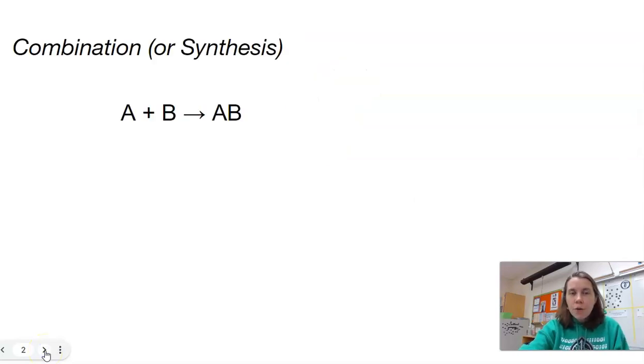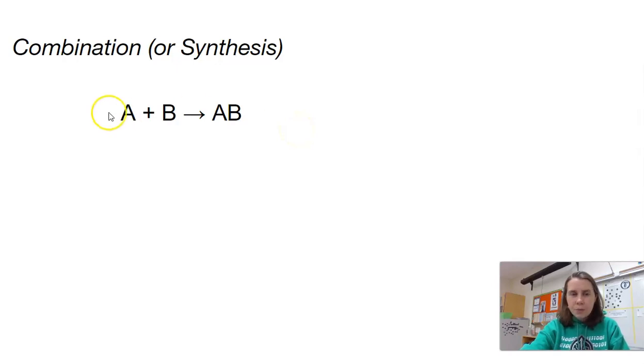All right, so the first one is called a combination, or sometimes I'll refer to it as a synthesis, so you should be able to use those interchangeably. And basically the general form of a synthesis reaction or a combination reaction is you have 2 separate reactants that come together to make one product.